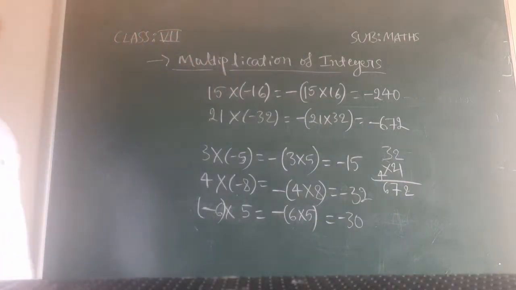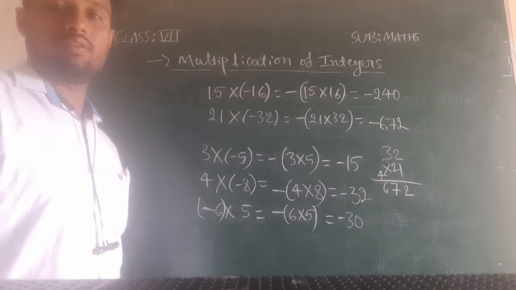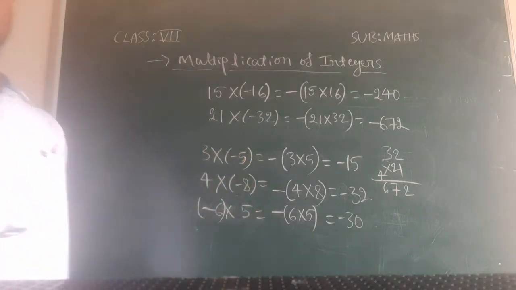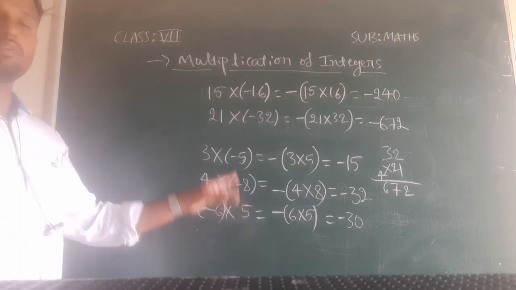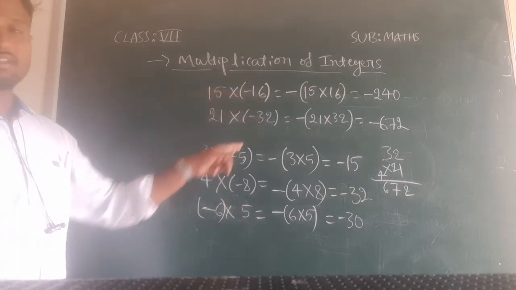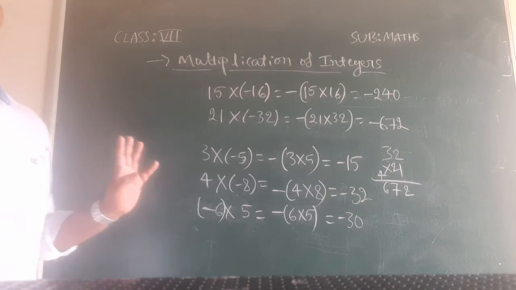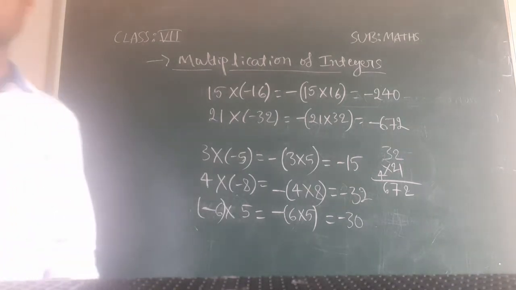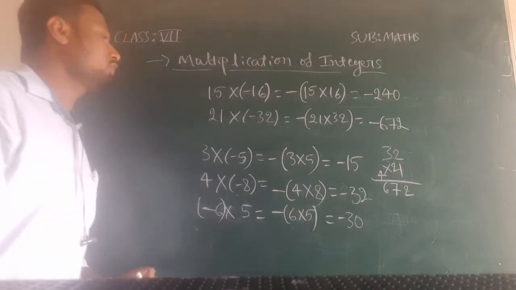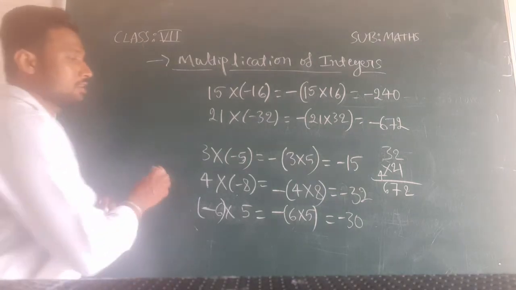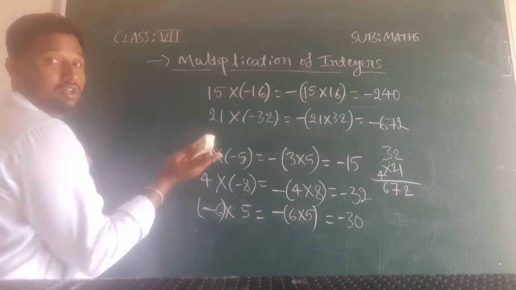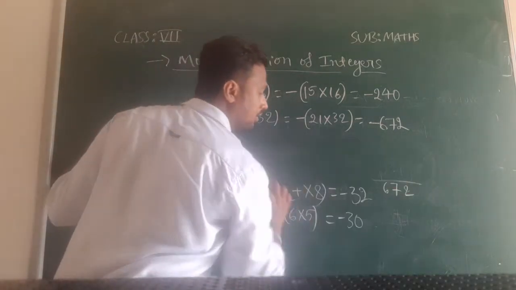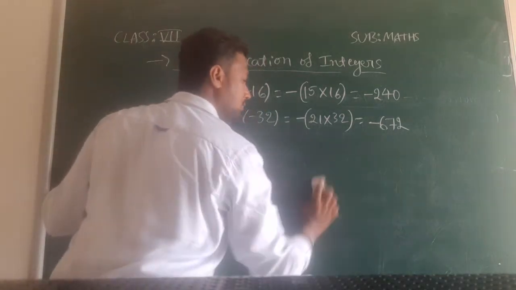So this is how to multiply when we have one negative integer. You can see here one is a positive integer and one is a negative integer. Like this you have to multiply. For this they have given a generalized form. So I will write that. Before that, just pause this video and write all these examples.